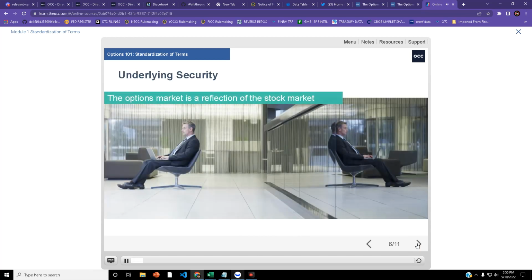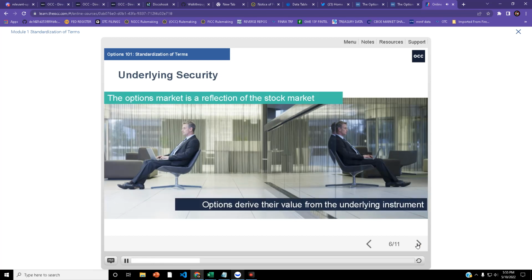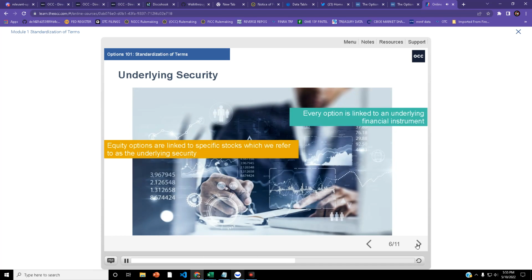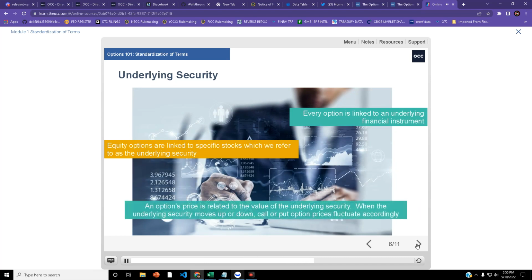The options market is a reflection of the stock market. It is why the term derivatives is sometimes used when talking about options. Options derive their value from and are linked to an underlying financial instrument. In the case of equity options, they are linked to specific stocks which we refer to as the underlying security. For learning purposes, remember that in most cases, the price of an option, also known as its premium, will usually be related to movements in the value of the underlying security. When the underlying security moves up or down, call or put option prices fluctuate accordingly.